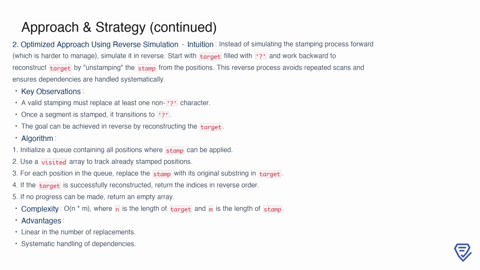A key observation here is that each valid stamping must replace at least one non-question mark character in the target. By maintaining a queue of positions where the stamp can be applied and tracking visited positions, we systematically reconstruct the target. If the reconstruction is successful, we return the sequence of indices in reverse order. Otherwise, if no progress can be made, we return an empty array.